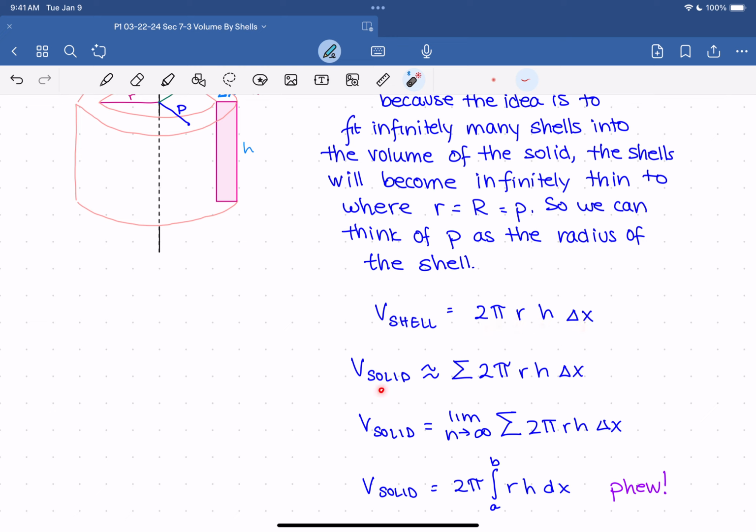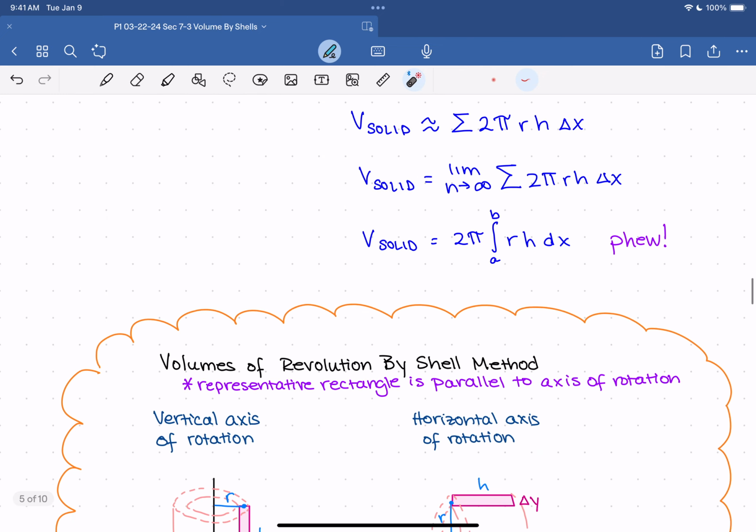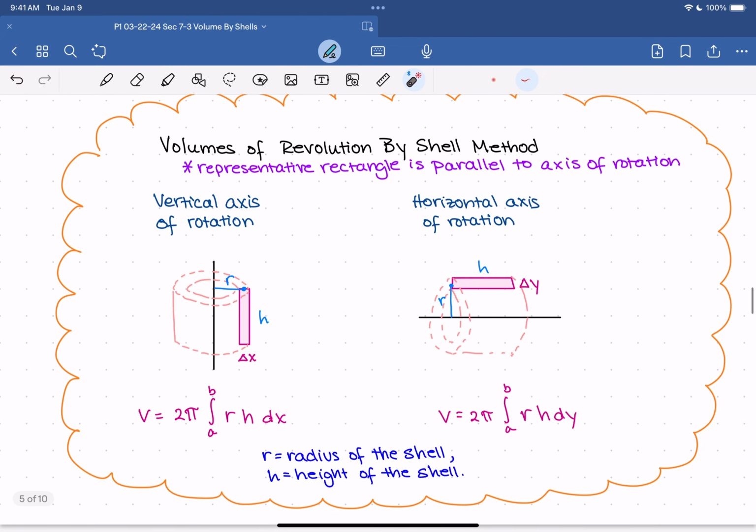The volume of the solid then is approximately the sum of all the volumes of the shells. If I have an infinite number of them, we get the actual volume of the solid. And then at that point, we can change it to a definite integral. And finally, we get the formula for the volume of a shell. Whew. So this is what we'll use to find the volume of revolution by the shell method.